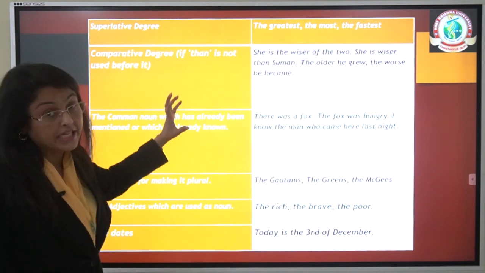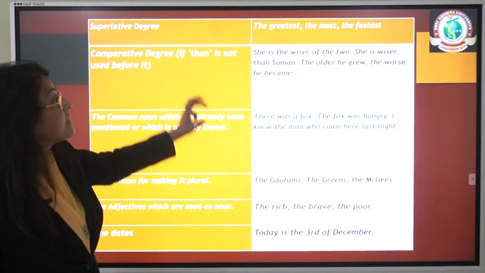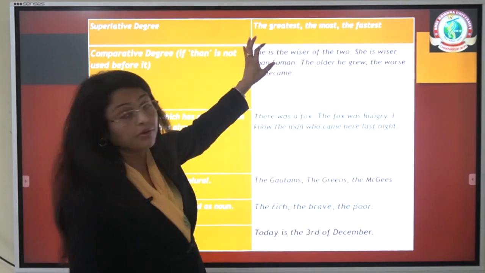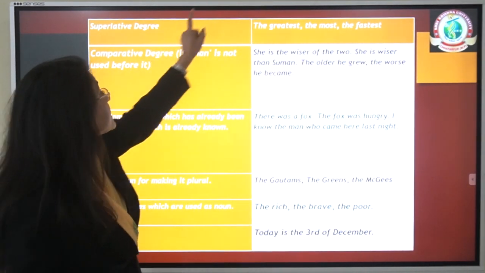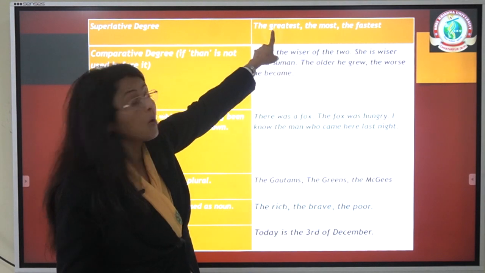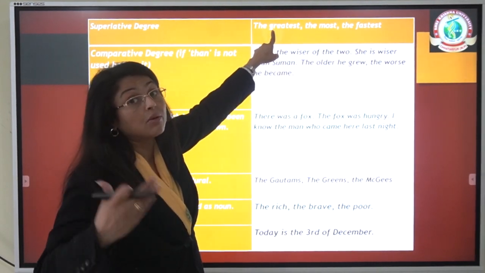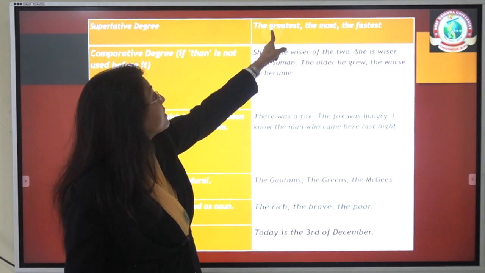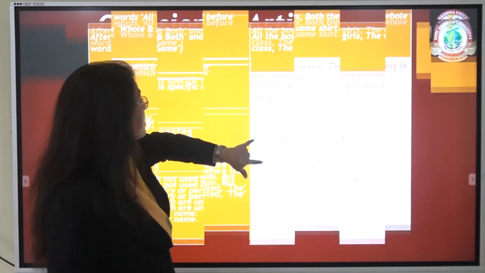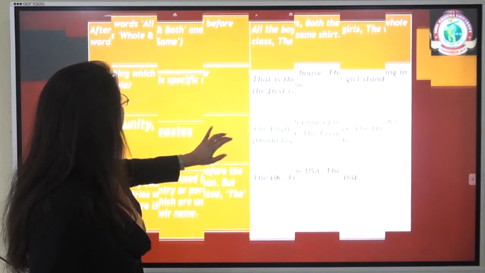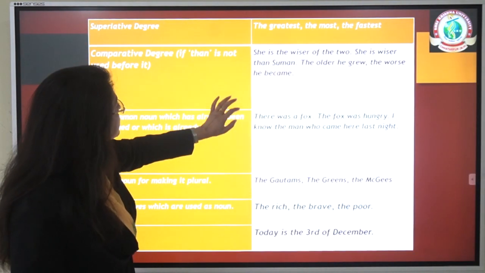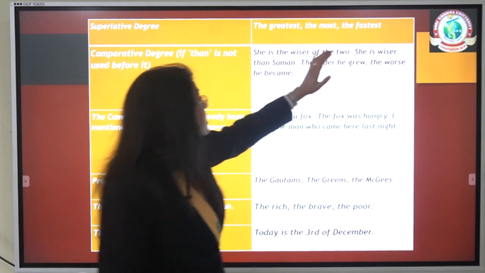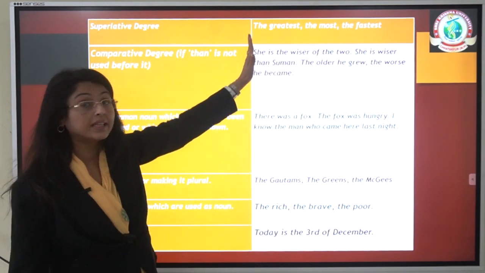Coming on to the superlative degrees. Whenever there is a superlative degree, you have to use this article depending on the sound, whether it is a consonant sound or a vowel sound. Here you see the greatest, the most, the fastest. So you are using this article the.